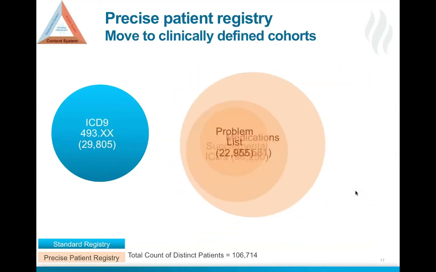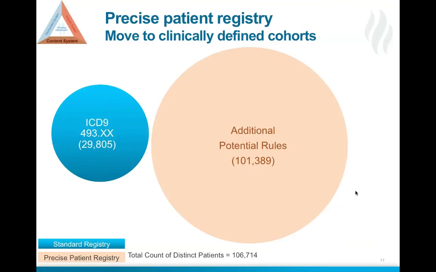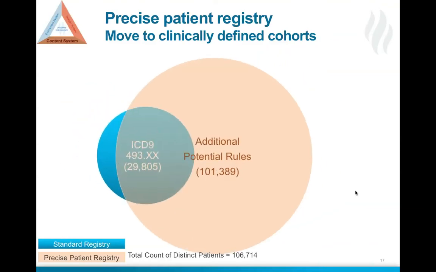And so when we combined that broader registry, we found there were 101,000 patients that we identified through those additional inclusion criteria. And as you combine those two, there was some overlap, but there were a lot that we needed to include that we hadn't originally included. There ended up being about 106,000 total patients in this precisely defined registry for asthma.